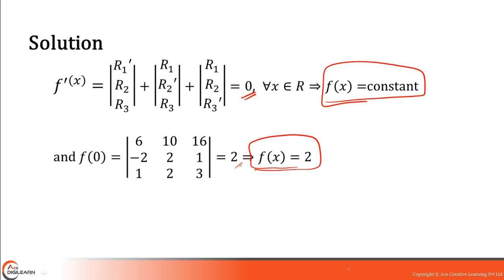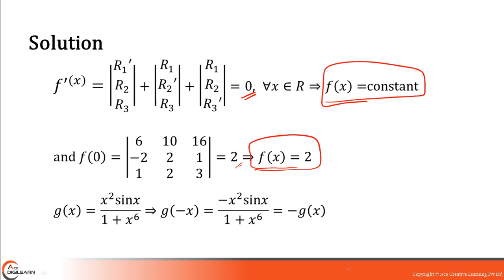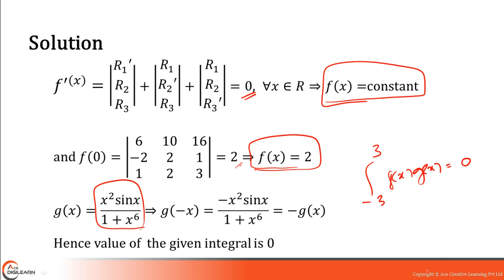And next, the other function which is given in the integral, let us name it g of x, which is x square sin x by 1 plus x power 6, which is an odd function. By seeing that g of minus x equals minus g of x, we can conclude that it is an odd function. Hence, the integral between the limits minus 3 to 3 of f of x into g of x equals 0. Hence, the value of the given integral is 0.